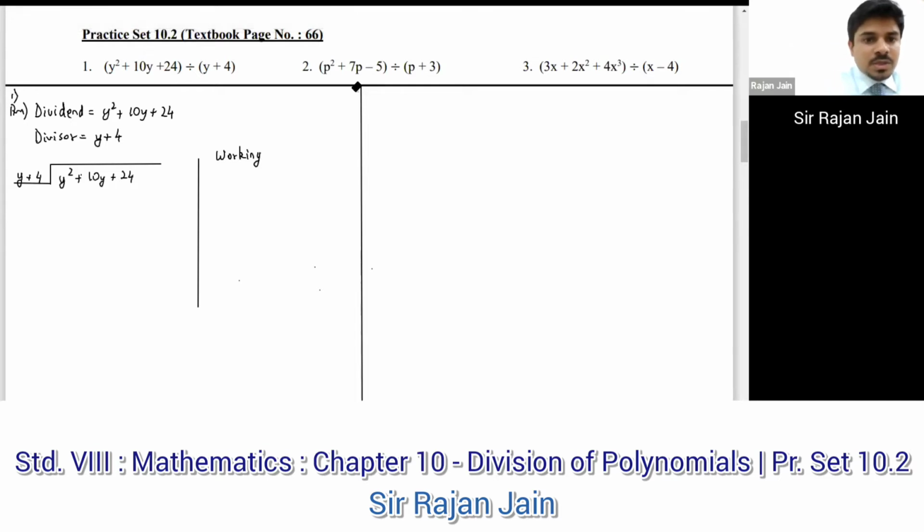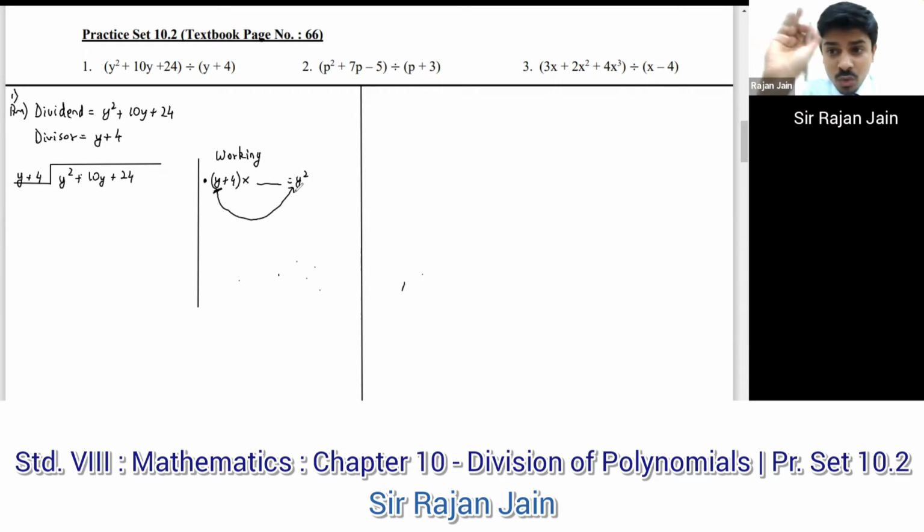So in your working, I start with the first step. You have to write your divisor, which is y plus 4. This divisor, you are supposed to multiply by something. And your target should always be to get the first term of your dividend. My first term of the dividend is y square. So that target you will write over here. So I write y square over here. Now you are supposed to think, this y, what will we multiply it by to get y square? There is no number over here, so you directly need to adjust your variable.